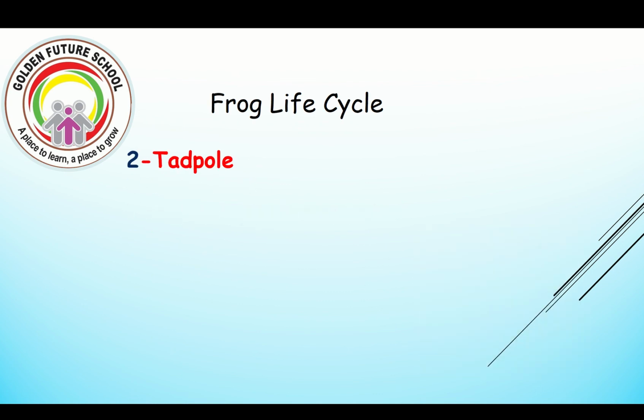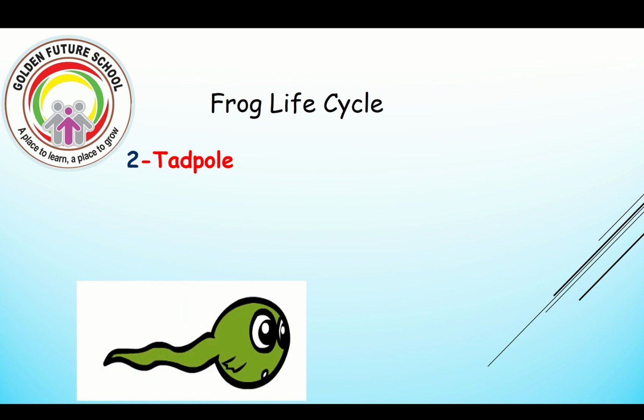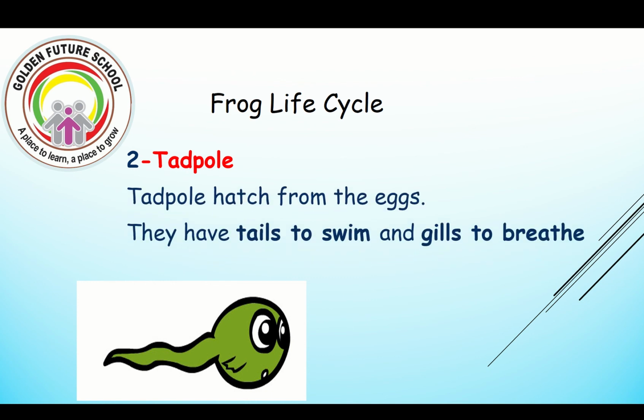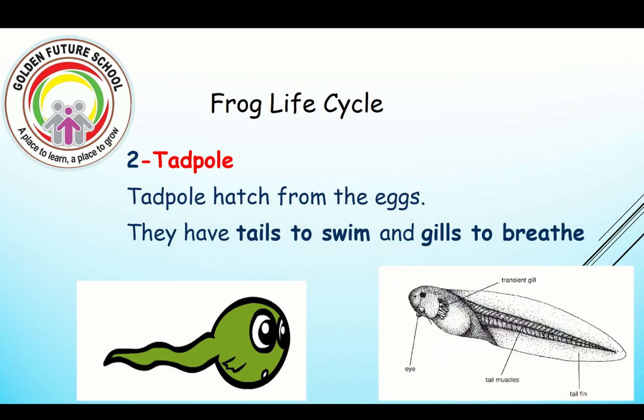In the second step, the egg hatches, getting outside, and becomes what? Tadpole. That's a tadpole. If you look, it looks like a fish, but it's not a fish, okay? That's a baby frog. We call it a tadpole. This tadpole has a tail for swimming and a gill for breathing. Look, that's a tail. It has a long tail for swimming like a fish and a gill for breathing inside the water.